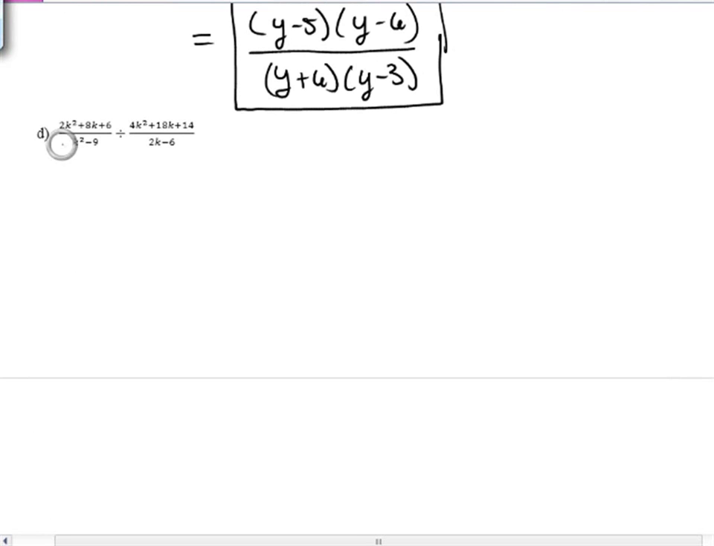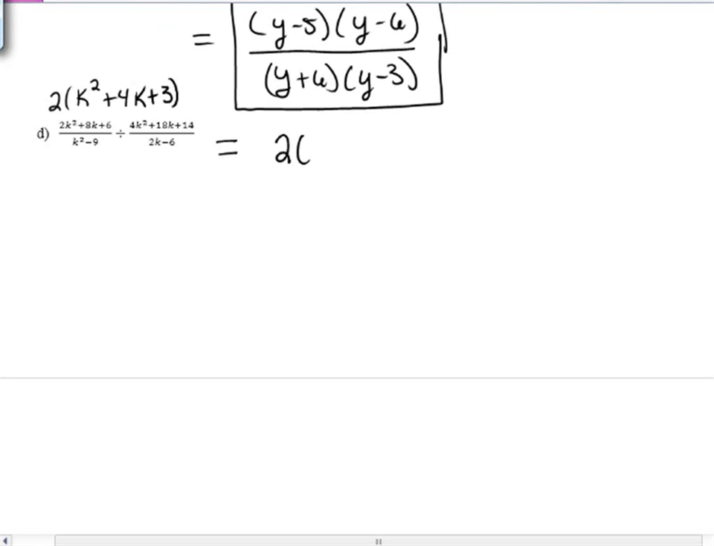Our last example here, 2k squared minus 8k plus 6 over k squared minus 9 divided by 4k squared plus 18k plus 14 over 2k minus 6. We need to factor everything, and right on the top here I'm going to do the first little factorization because notice everything in this top, 2k squared plus 8k plus 6, we can factor a 2 out of that. And we'll have 2 times the quantity k squared plus 4k plus 3.